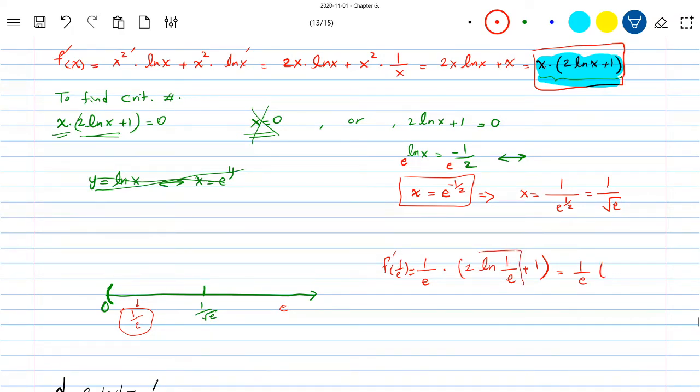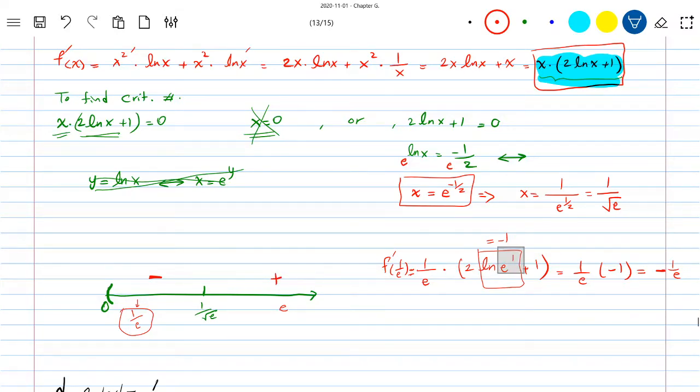But what is ln 1 over e? You can write 1 divided by e as e to the power negative 1. ln e to the negative 1 is simply negative 1. That's why I picked 1 over e. So what you have is 2 times negative 1 plus 1, which is negative 1. So what we get at the end is a negative number, negative 1 over e. So it means here I have a negative number. If you replace with e, what you get is positive.